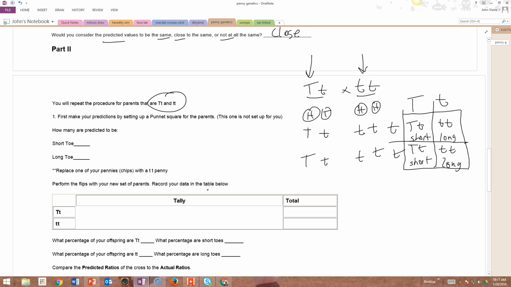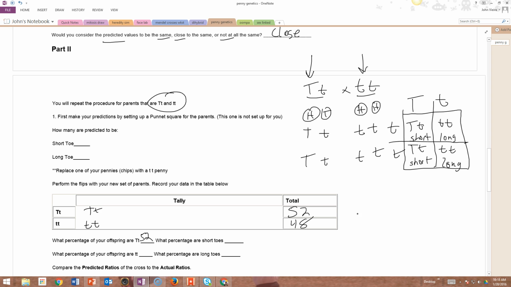So you flip a coin 100 times. How many heads are you going to get? If you get heads, you get this individual. If you get tails, you get this individual right here, right? So I looked at the data of another group, and they flipped it 100 times. They got 52, 48. What percentage of your offspring were big T, little t? 52%.